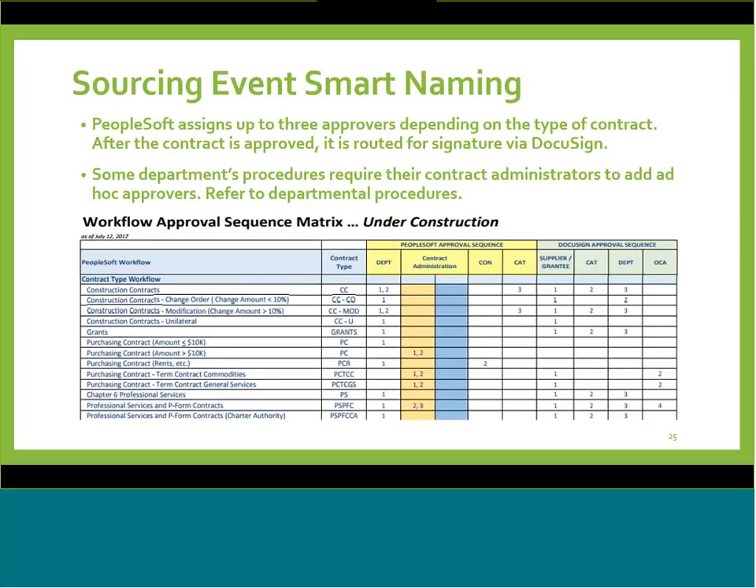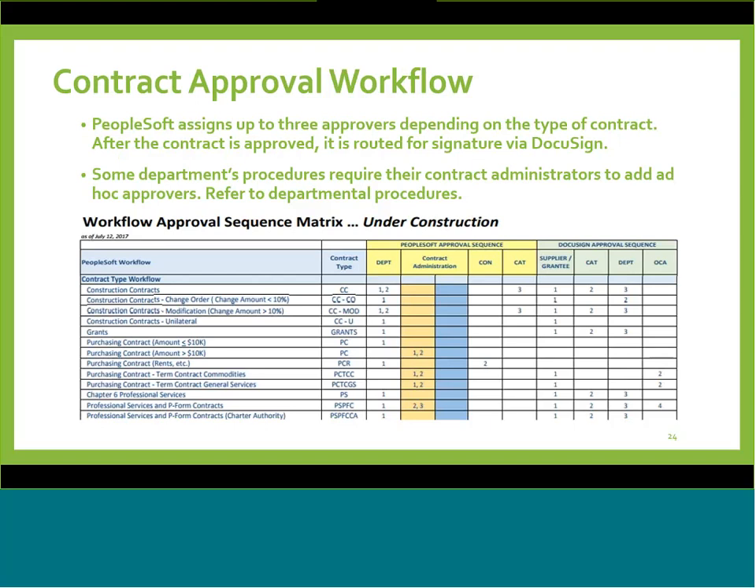Oh, there we go. Contract approval workflow. Looks like here's where. So I would say professional services. It looks like none of them have to go, but that surprises me actually. That they have to sign it, but they don't have to approve it. Oh, okay. They have to sign it, but they don't have to approve it. Okay, cool. So that sounds like none.